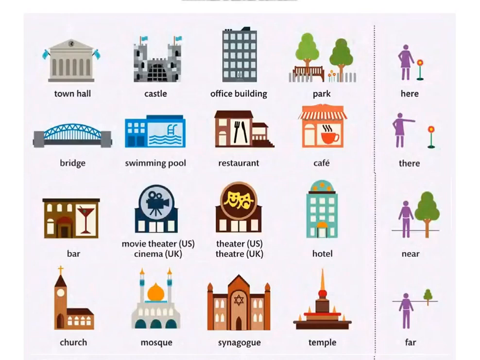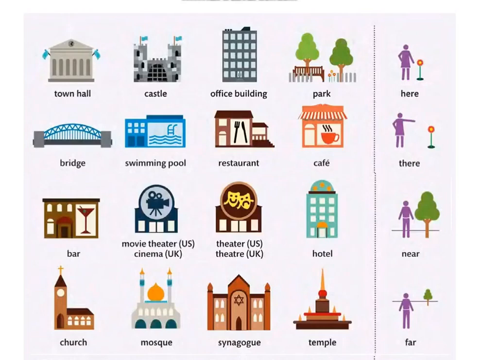Office building, usually a building where there are offices. Park, usually a green place for kids, for example, a green space. Bridge. Swimming pool. Restaurant. And we have cafe. Bar.